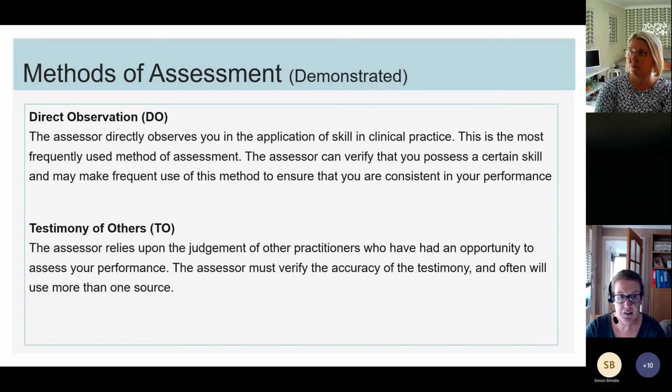We have to think outside the box sometimes. We can't prescribe what kind of jobs the students are going to in the ambulance service, as we well know. So we need to look at the various different types of assessment that can be used.